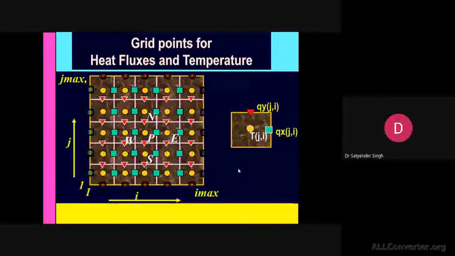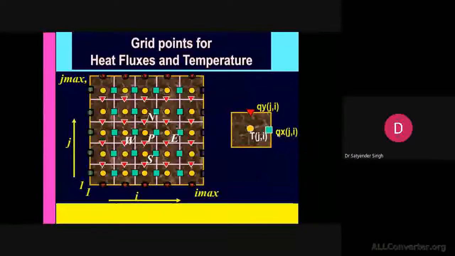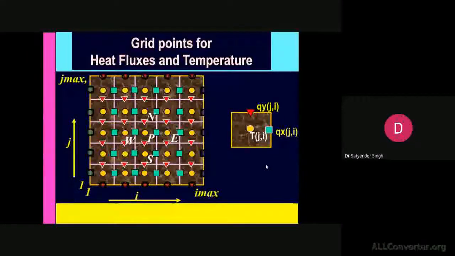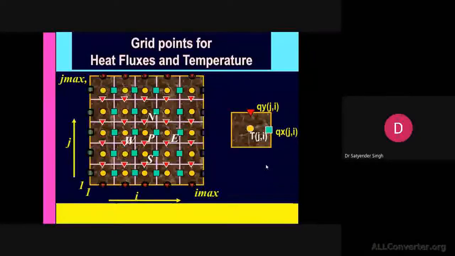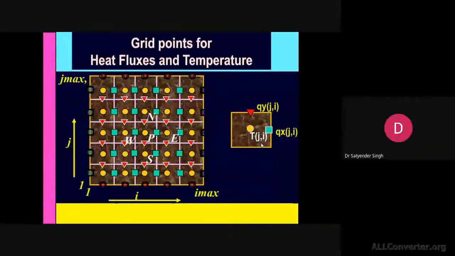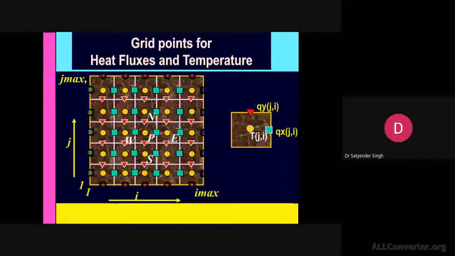So, grid points for heat fluxes and temperature. Now I'm going to introduce one algorithm. After that, I will show you one code on the basis of this particular methodology. So I and j I'm taking here to represent the x or y coordinates, and this particular green rectangle is showing you the flux at the wall. This is actually the physical understanding of the problem: flux will always be available at the faces.